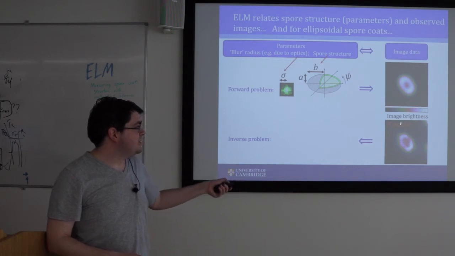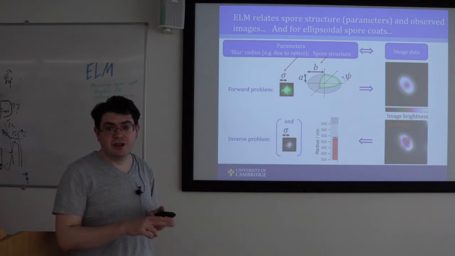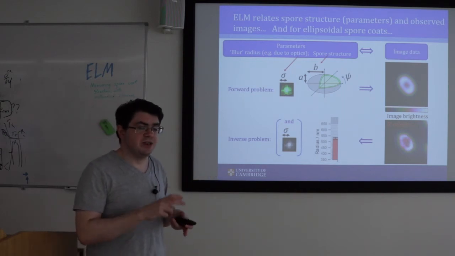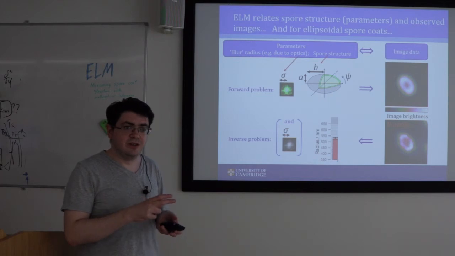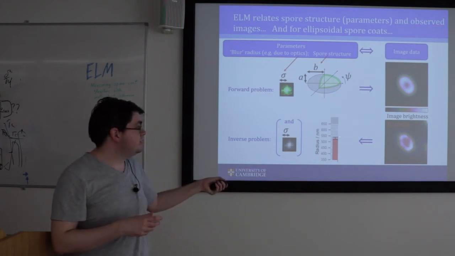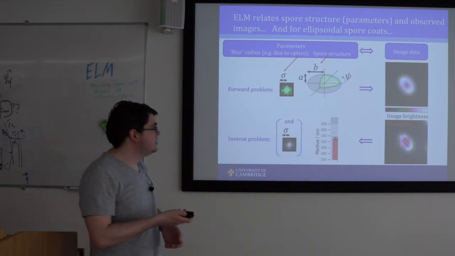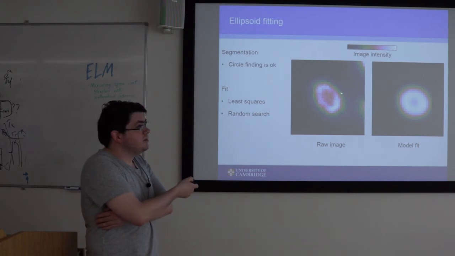And our model is such a good fit that we think we can recover the axis lengths of the structure, and we can talk about that in terms of an equivalent radius. That's the radius of a sphere of the same volume as the ellipsoid which we've fitted to the image data. And so does this method work?